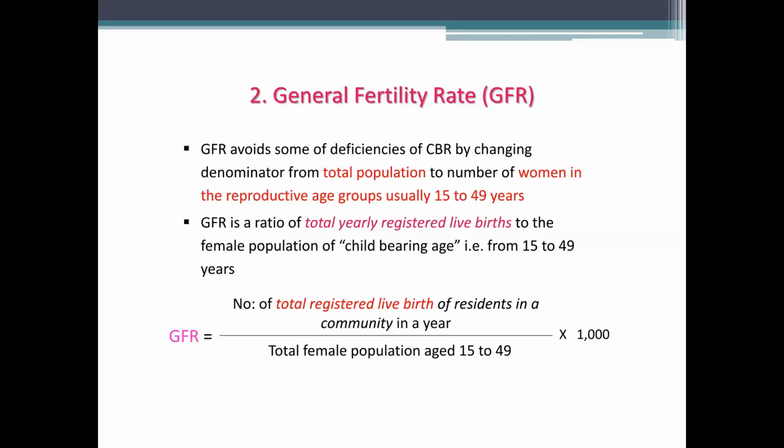Next, general fertility rate, usually called GFR. It avoids some of the deficiencies of CBR, that is crude birth rate, by changing the denominator from total population to the number of women in the reproductive age group, usually 15 to 49 years. So the formula becomes the number of total registered live births of residents in a community in a year divided by the total female population aged 15 to 49, multiplied by 1000. This is the formula for GFR.